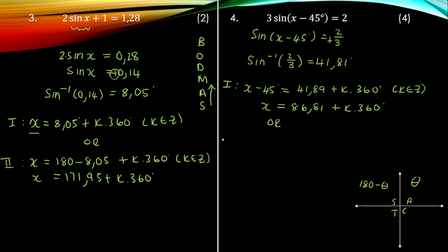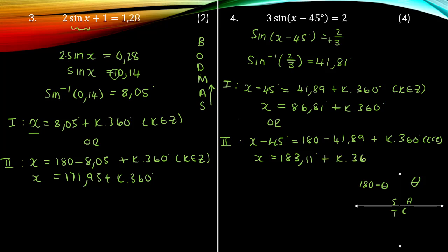Or I'm going to be working in quadrant 2. So I'm going to go x minus 45 is equal to 180 minus 41,89 plus k times 360, k an integer. x is going to be equal to 180 minus 41,89 plus 45. That gives 183,11 plus k times 360.